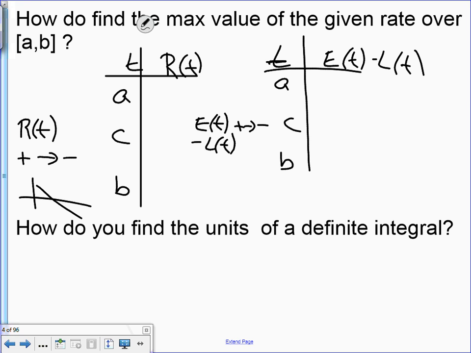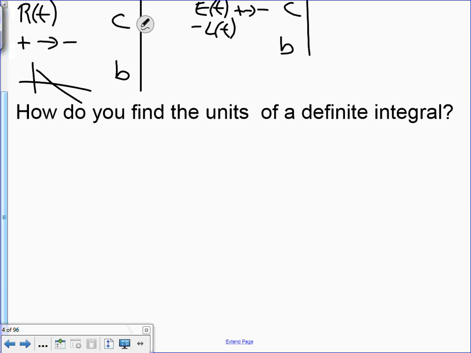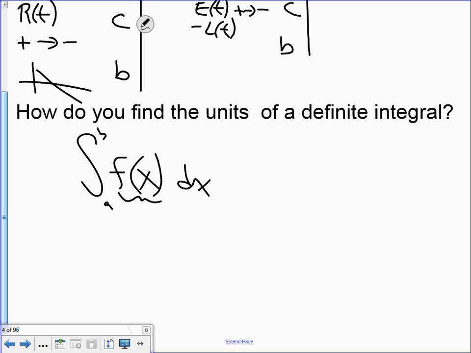Okay, what do we do to get the units of a definite integral? Like if we have the definite integral of some function, what do we do with the units of f of x and the units of x? We multiply them. Multiply the units of f of x by the units of dx, which will be the same units as x. Nice. So you have to know to multiply.